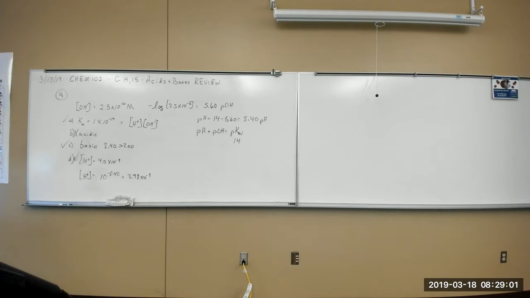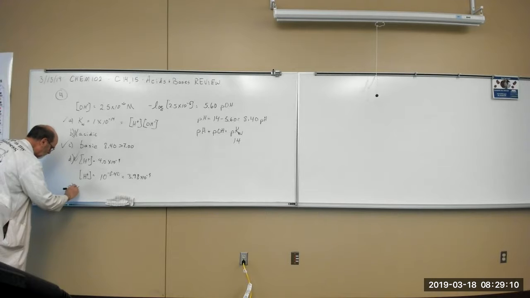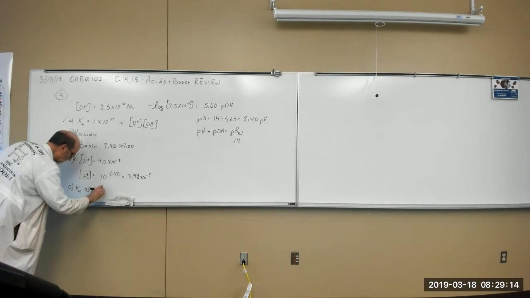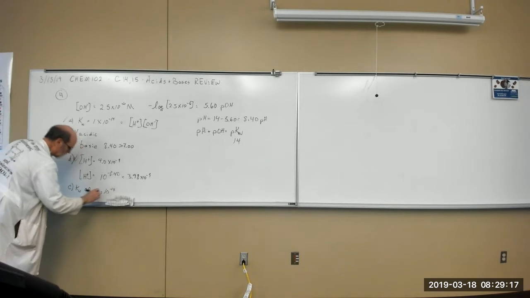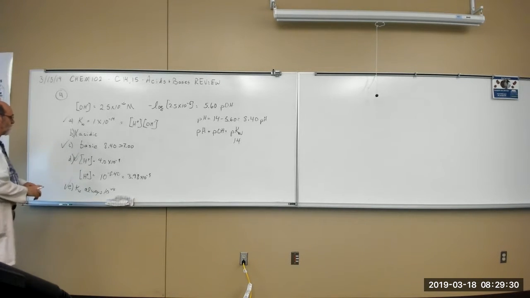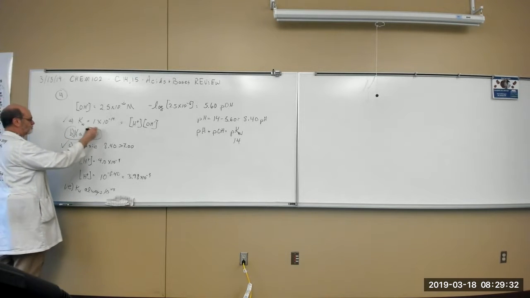And do we have an E? The Kw is independent of what the solution contains. That is true. Kw is always 10 to the minus 14. So B is the only one that's false.